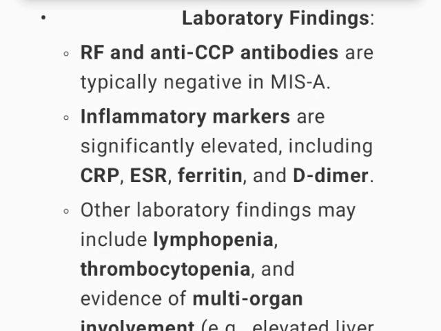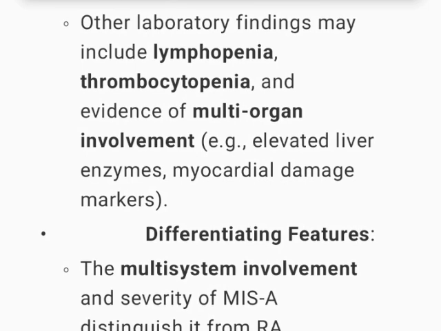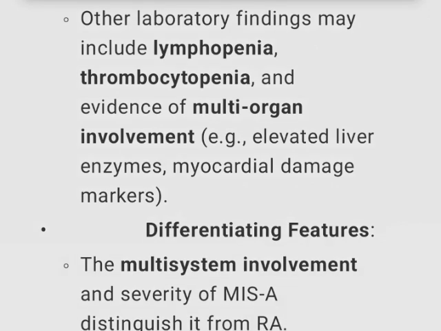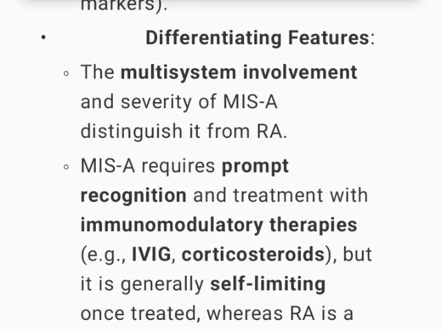RF and anti-CCP antibodies are typically negative in MIS-A. Inflammatory markers are significantly elevated, including CRP, ESR, ferritin, and D-dimer. Other laboratory findings may include lymphopenia, thrombocytopenia, and evidence of multi-organ involvement, e.g., elevated liver enzymes, myocardial damage markers.